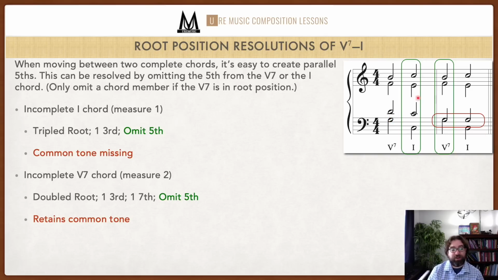So with the second option, you'd want a doubled root. You're going to have the 3rd. You're going to have a 7th, and you can omit the 5th of the 5/7 chord. And make sure you retain that common tone to really smooth out that progression.